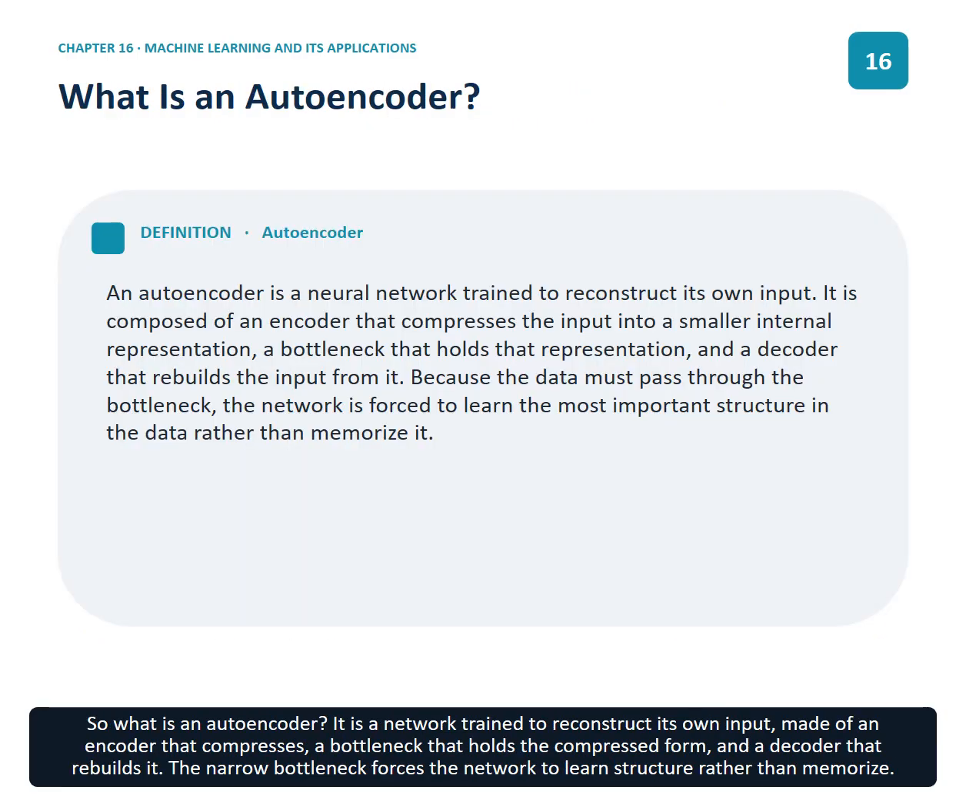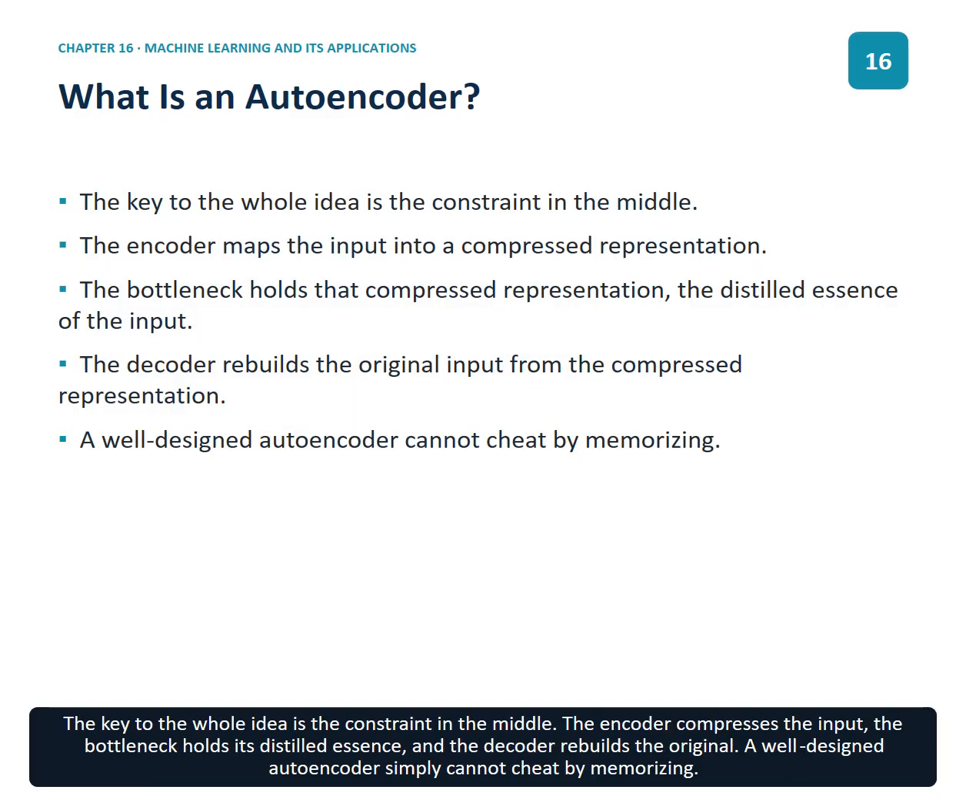So, what is an autoencoder? It is a network trained to reconstruct its own input, made of an encoder that compresses, a bottleneck that holds the compressed form, and a decoder that rebuilds it. The narrow bottleneck forces the network to learn structure rather than memorize. The key to the whole idea is the constraint in the middle. The encoder compresses the input, the bottleneck holds its distilled essence, and the decoder rebuilds the original. A well-designed autoencoder simply cannot cheat by memorizing.